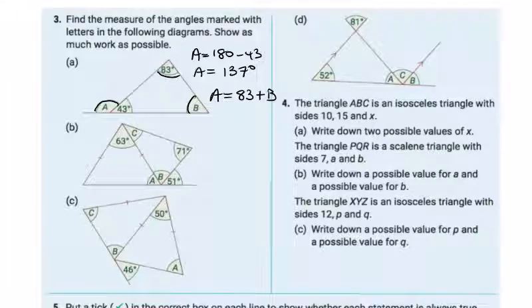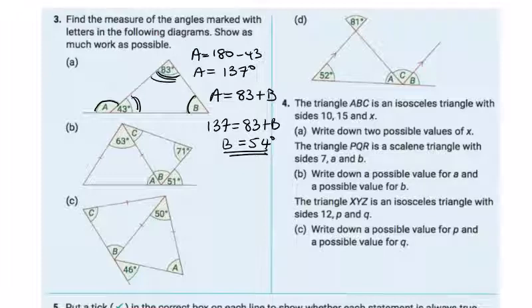Or you could say B is equal to 180 minus these two. So just different ways to do each question. So 137 is equal to 83 plus B. So for B, you would have to add 54 to get to 137. So B is 54.